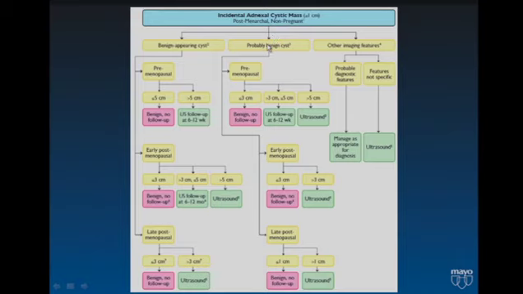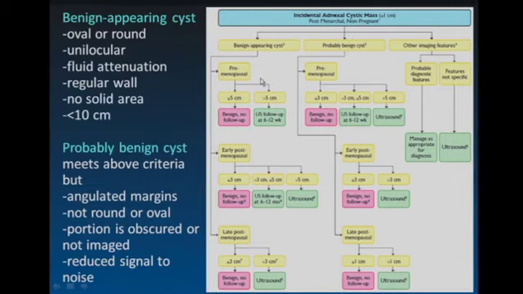First of all, recognize that on CT, a benign appearing cyst, as defined by this paper, is really a cyst that is fluid in attenuation, so less than 20 Hounsfield units, unilocular, not septated, has an oval or round shape, a regular or imperceptible wall, and no solid area, and in order to make it into this evaluation, has to be less than 10 centimeters. If a cyst meets all of these criteria, it can be considered to be a benign appearing cyst on CT.